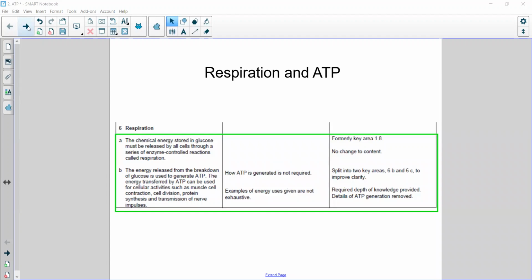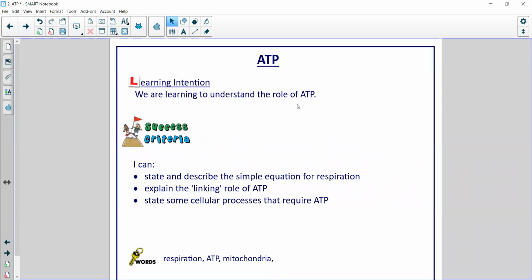All right, so what we're going to be thinking a wee bit about today is the role of ATP, and you need to be able to state and describe the simple equation for respiration. You need to be able to explain the linking role of ATP, and we'll spend a bit of time thinking about this and thinking about some cell processes that require ATP. Another thing to think about is mitochondria. We'll come on to this in a bit more detail in one of the later lessons, but it is a structure found in plant and animal cells that you've already learned a little bit about.